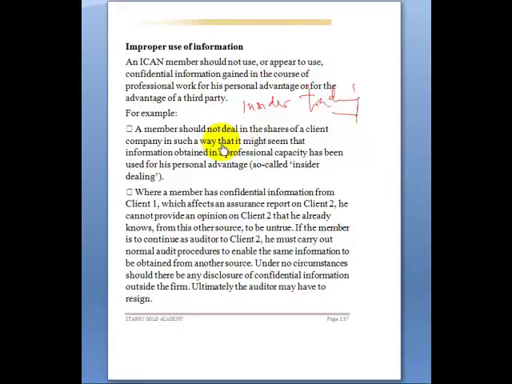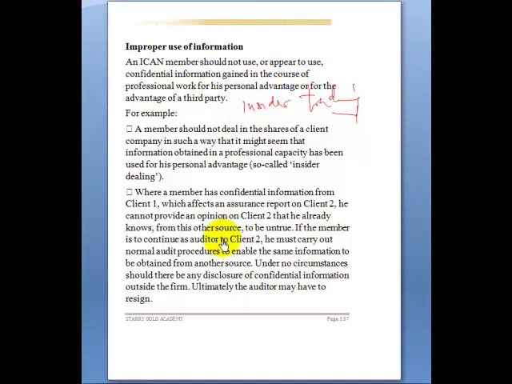A member should not deal in the shares of a client company in such a way that it might seem the information obtained in a professional capacity has been used for his personal advantage. Say a member has confidential information from client 1, which affects an assurance report on client 2. He cannot provide an opinion on client 2 that he already knows from this other source to be untrue. If the member is to continue as auditor to client 2, he must carry out normal audit procedures to enable the same information to be obtained from another source.